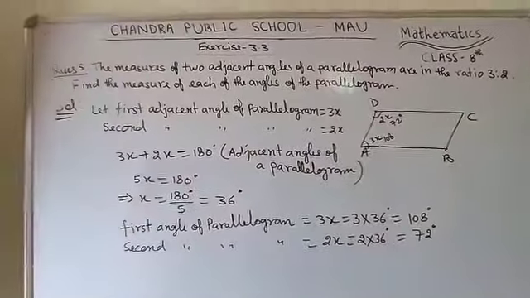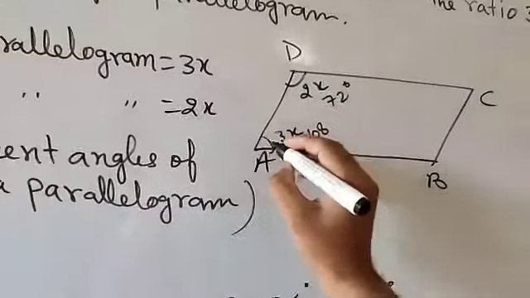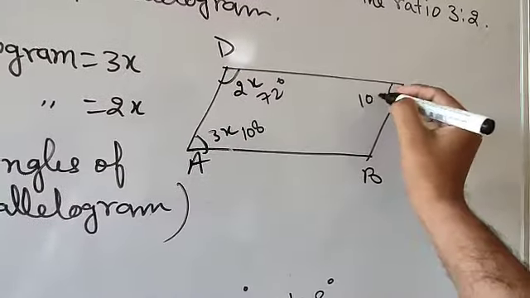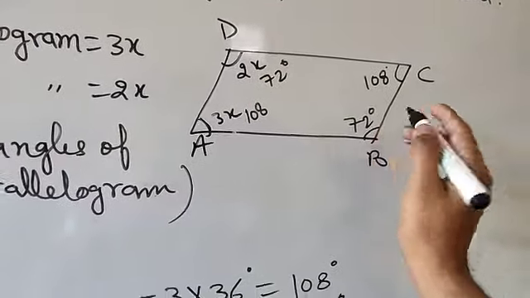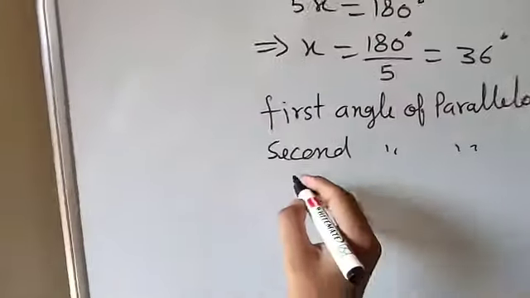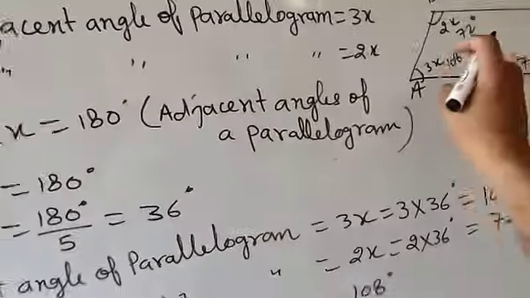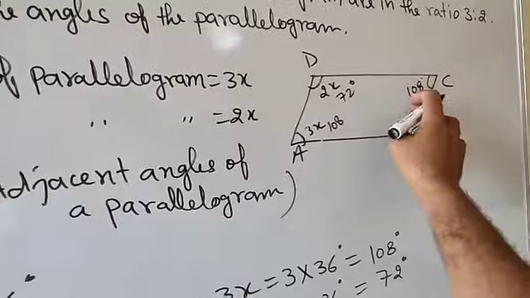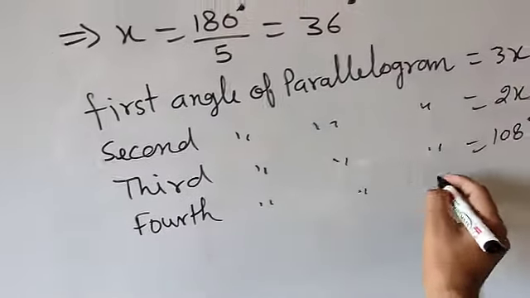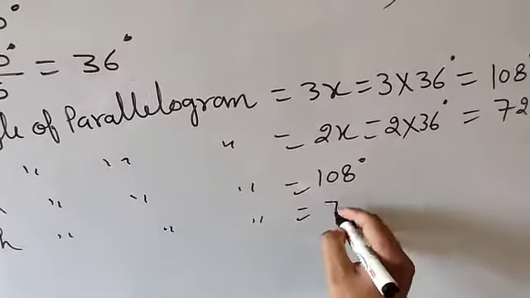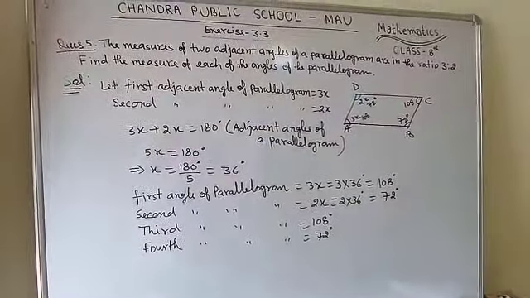So students, in the parallelogram 4 angles will be there, and you got the first and second angle. So here in the diagram, if it is 108 degree, then it will be also 108 opposite angles of the parallelogram. If it is 72 degree, then it will be also 72 degree. So here you can write third angle of the parallelogram equal to 108 degree. It is 108, angle A is 108, then angle C will be also 108. And in the same way, fourth angle of the parallelogram equal to 72 degree. So these are the angles of the parallelogram.